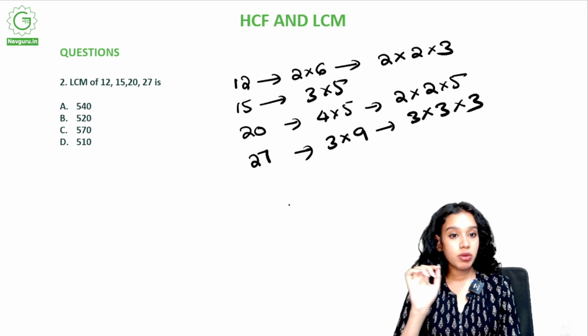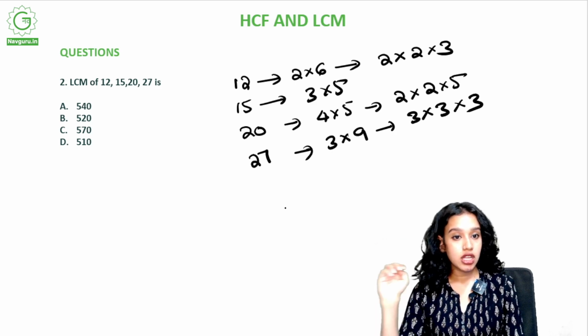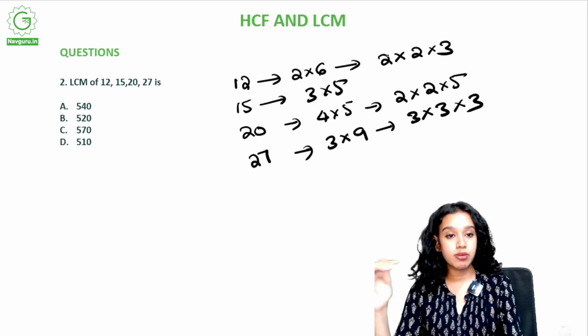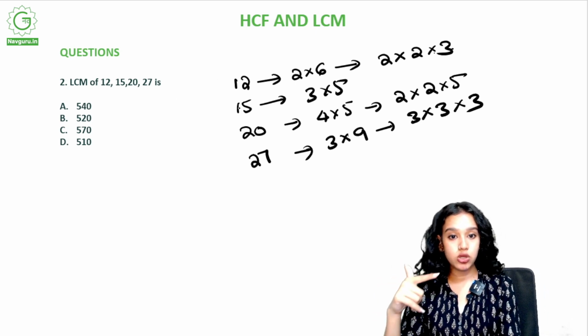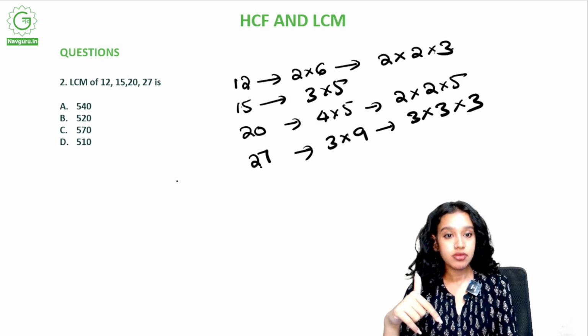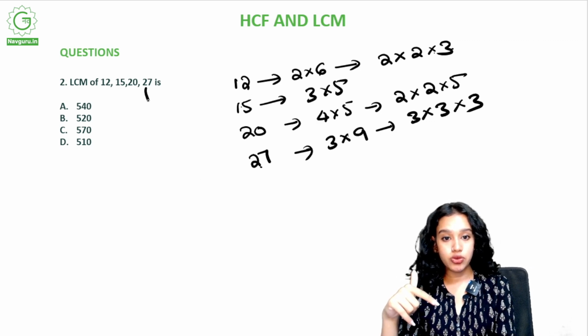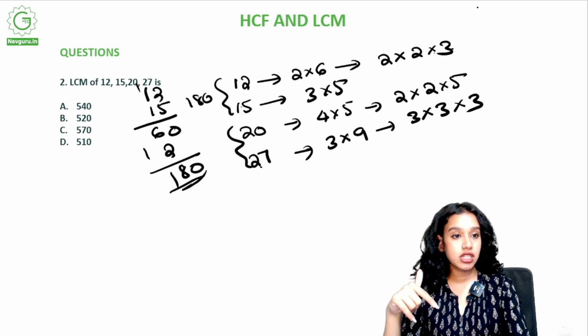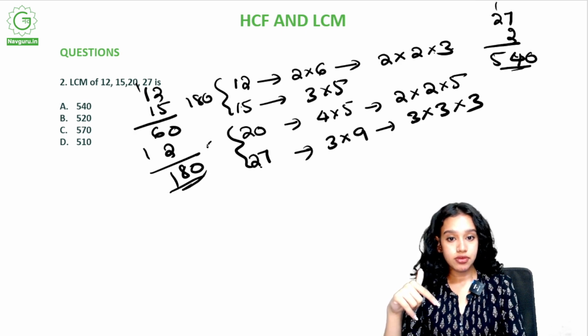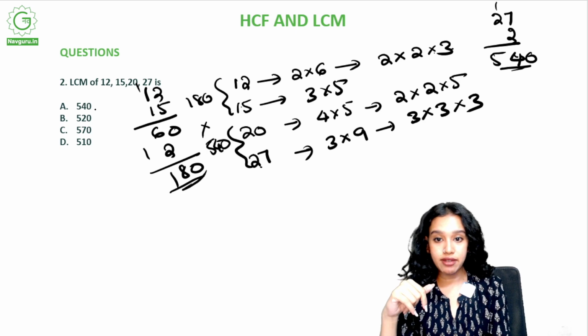So is there anything common in all four of these numbers? There's nothing common in all four, so we'll multiply them with each other. We have 12 into 15 into 20 into 27. So 12 into 15 gives us 180, and 27 into 20 gives us 540. Now we have to multiply these two numbers to get the answer.